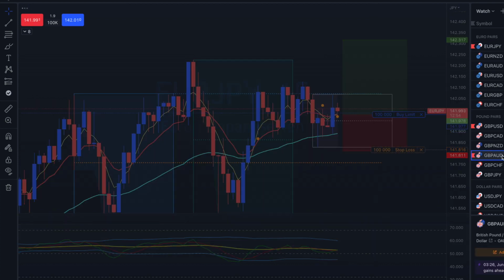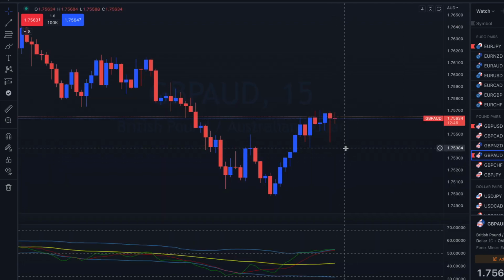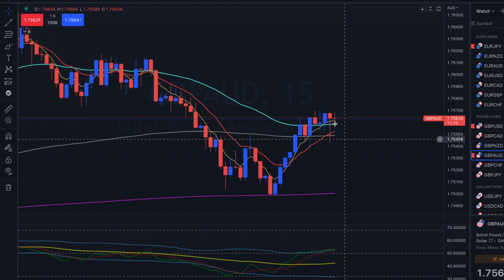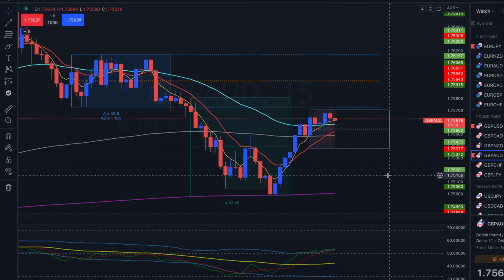As far as Pound AUD, there's really nothing happening on it yet. You see why we wait for the candle to close, because this candle here was completely engulfing. If we would have jumped into that and chased the trade, look where we would be at right now.